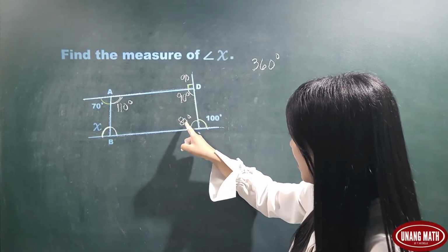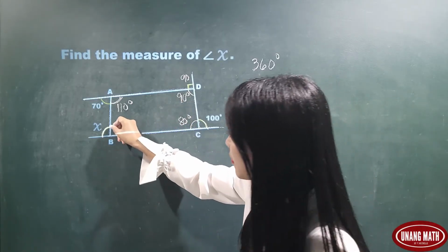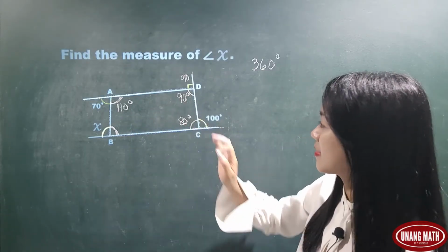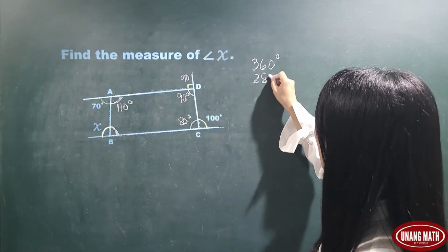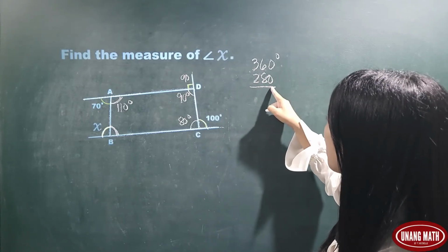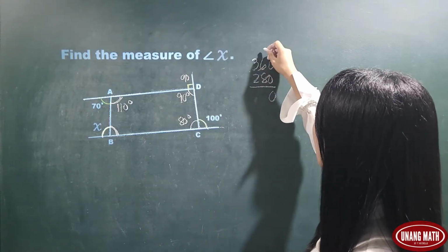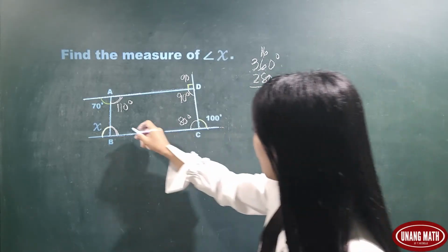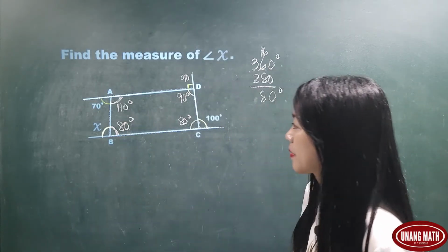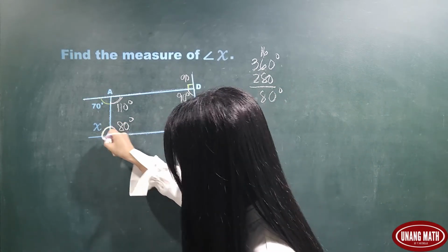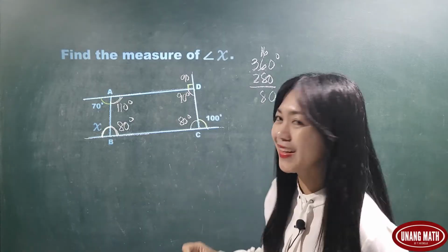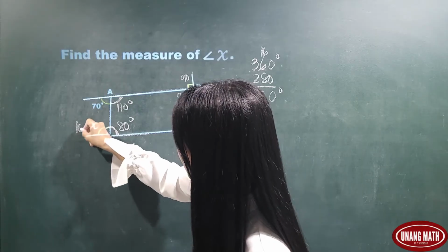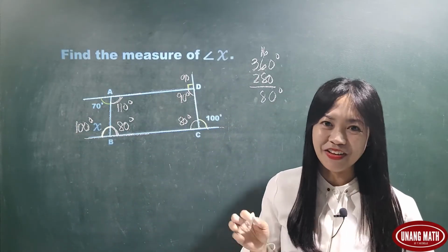And then add these angles to find the measure of this angle. So 110 plus 90 plus 80, that's equal to 280. So 360 minus 280 is equal to 80 degrees. So this angle is 80 degrees. To find the measure of angle X, use the concept of straight angle. 180 degrees minus 80 degrees, then that means this is 100 degrees.